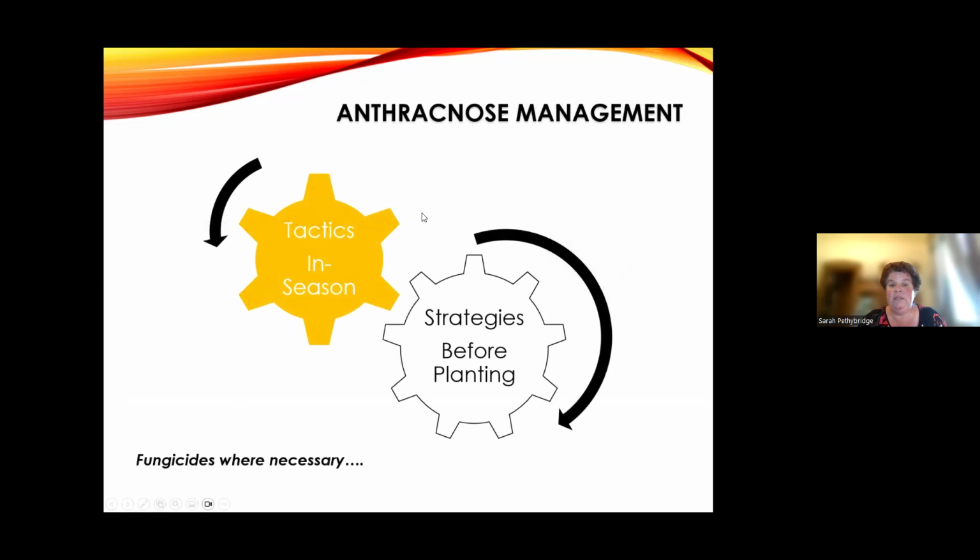Now, things that we can do within the season. Well, we could apply fungicides if it's becoming an issue. And a lot of the fungicides that have efficacy for white mold, which I'll talk about more in a moment, are also going to pick up control of anthracnose. So I'll talk more about optimal timing for fungicides in a moment.